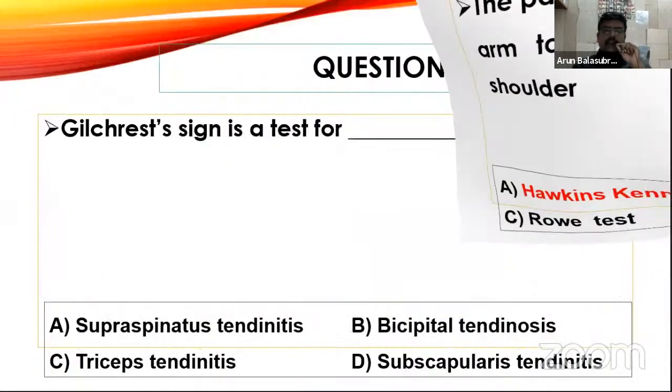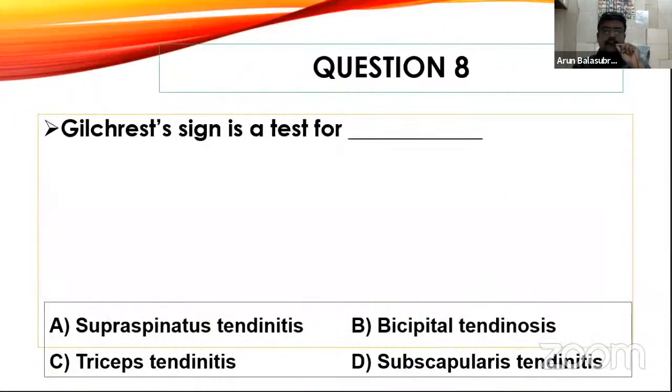Right, what is the Speed's sign, or what is the test for? Which muscle is this sign for? Supraspinatus tendinitis, bicipital tendinosis, triceps tendinitis or subscapularis tendinitis. Before going to that, I'll just explain. You ask the patient to lift a weight of 3 to 4 kg on forearm flexion and then bring it down slowly. So you ask the patient to do flexion with the weight and then bring it slowly.